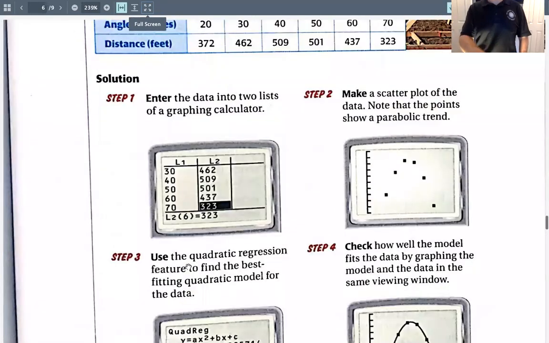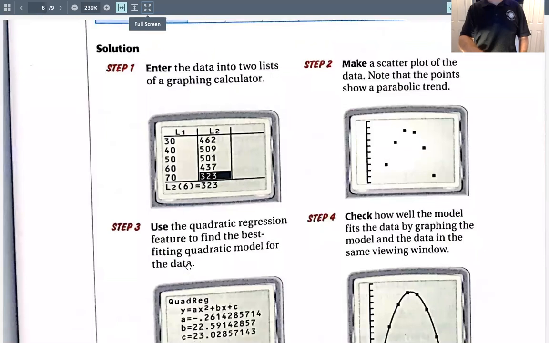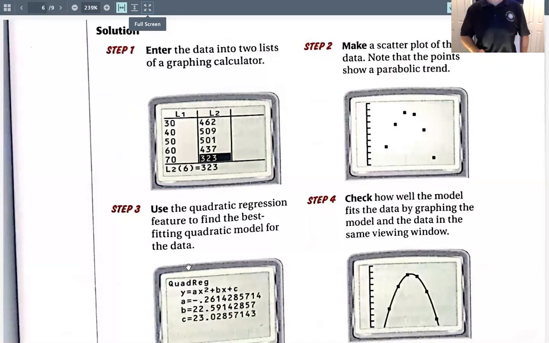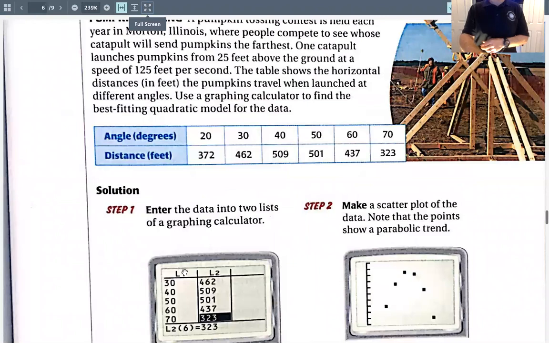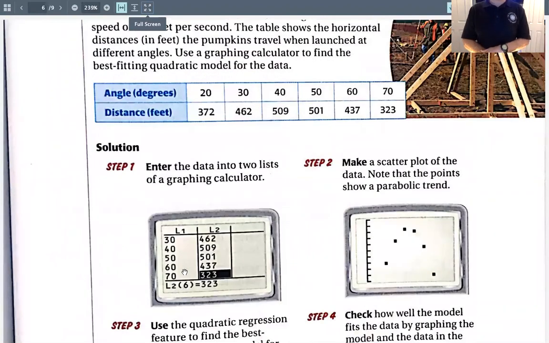Now that we have Desmos, you could probably do this in Desmos, but in a graphing calculator, take a look at step 1. What they're doing is they're telling you to make a table. So you can go to a table in your graphing calculator, and you're welcome to do this if you want, but they're putting in the values that are in this table. L1 is going to be the angles, L2 is going to be the range values, the y values, the distance in feet.